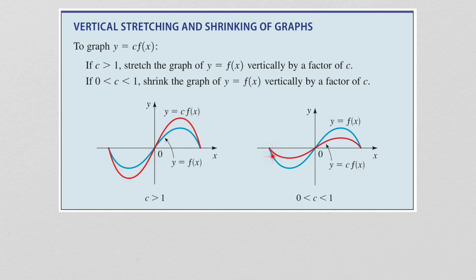If we have our function and we multiply it by a number c which is between 0 and 1, it is going to make the graph shorter, right? So notice that the red graph here is shorter than the original function, and the red graph over here is taller than the original function.